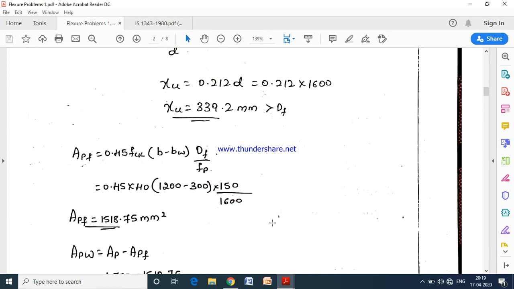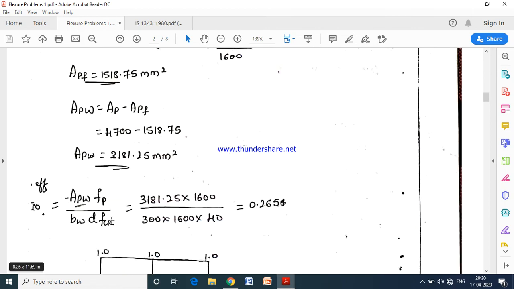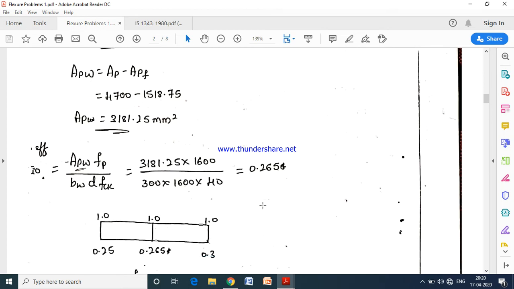So again we need to go with further reinforcement APF and APW, that is reinforcement area of steel used in the flanged section and area of steel used in the web section, and we need to find out. This formula is available in codebook: 0.45 FCK (B minus BW) into DF by FP. By substituting values we will get this. APW is AP minus APF, so we will get this value. Again new effective reinforcement ratio, simplifying we will get this.